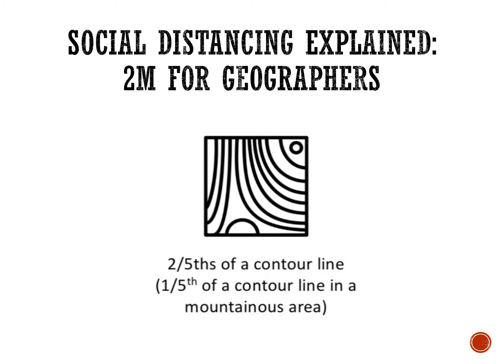When there are lots of contour lines close together, the land is very steep. When the contour lines are very far apart, the land is much flatter. 2/5 of a contour line is 2 meters for geographers.